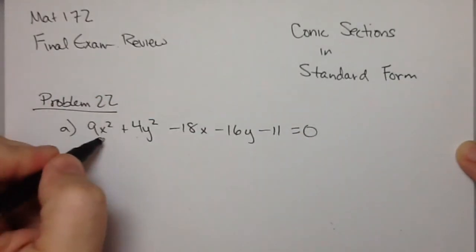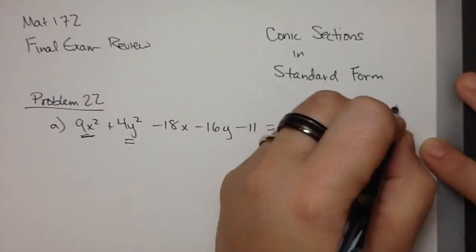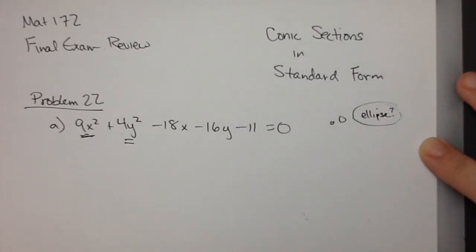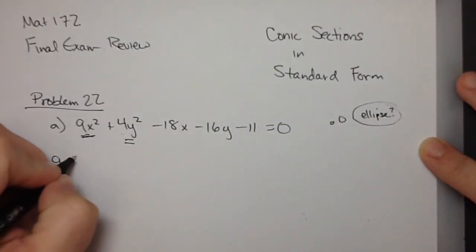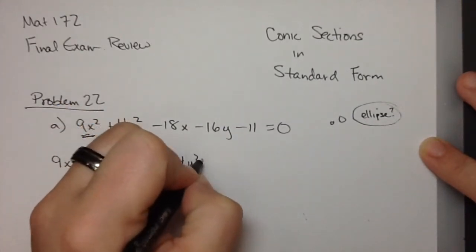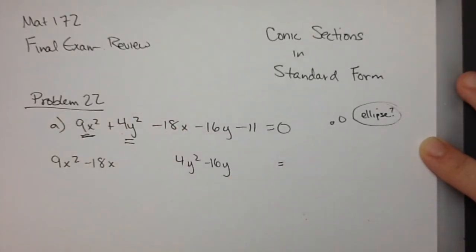I see that there's a positive x and a positive y, so I think to myself, this may be an ellipse. So I'm going to try and collect terms. I'm going to put the x's together. So I've got 9x squared minus 18x, and then 4y squared minus 16y equals 11 over here. Now we're going to use the technique of completing the square.